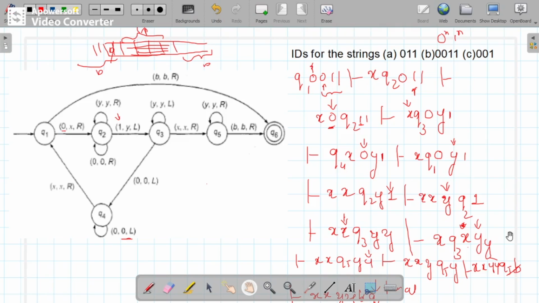So that's about the Turing machine for 0 to the power n, 1 to the power n, and how any input can be processed using Turing machines, or how we can represent IDs for a Turing machine.